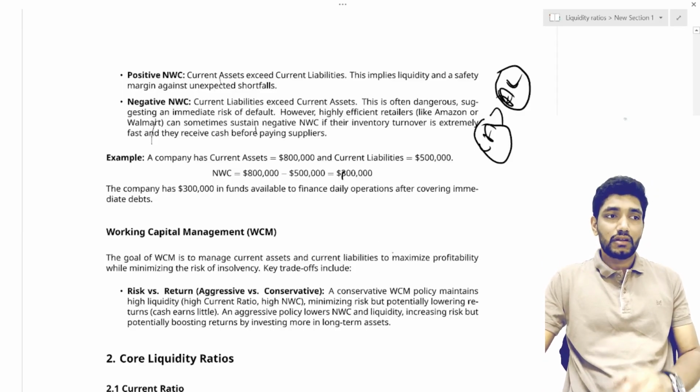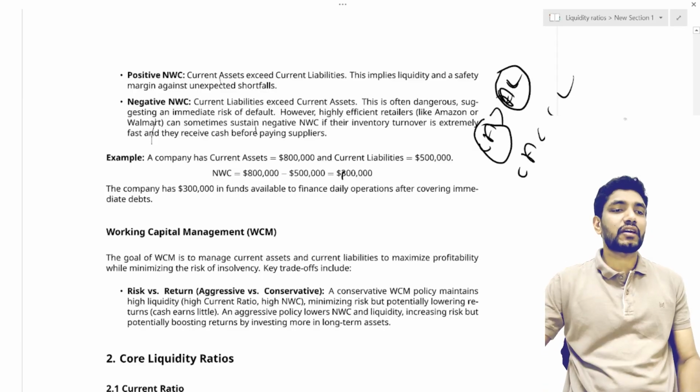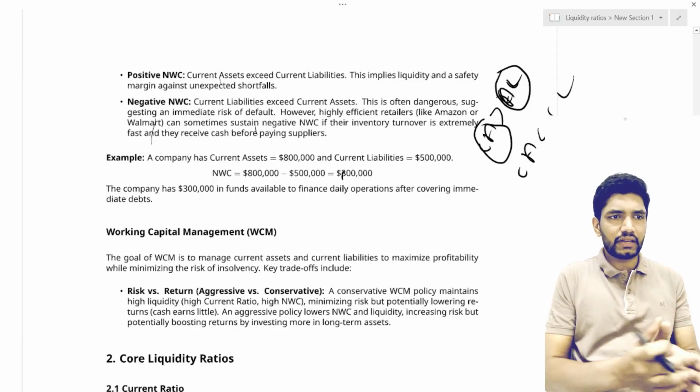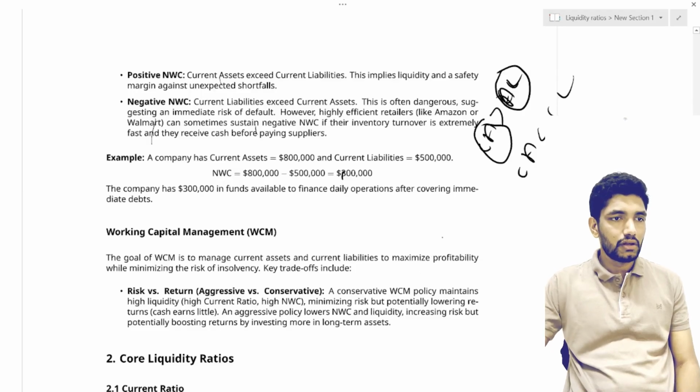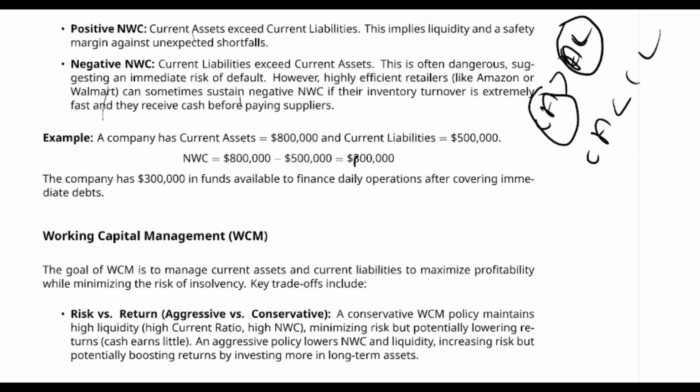But in some cases, what can happen? Negative working capital can also happen. That means current assets are less than current liabilities. If the current liabilities exceed current assets, this is often dangerous. That means this company doesn't have enough current assets to meet its current liabilities. In some companies, if they are managing effectively, for example a retail business which gets credit from suppliers and sells goods for cash, there can be negative working capital as well, because this company needs no working capital. Its working capital is financed by its suppliers in this case.